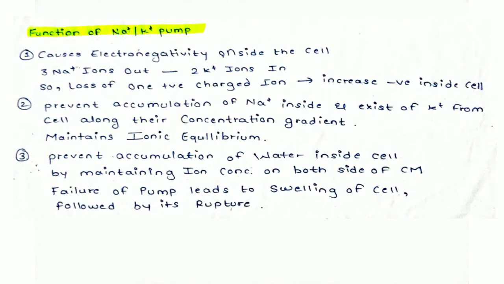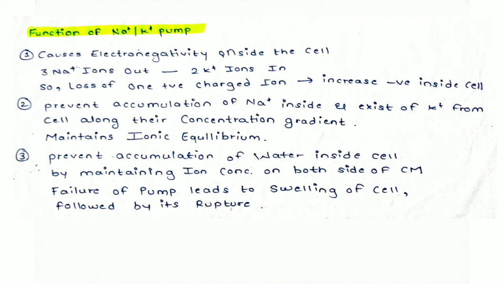Now, what is the exact function of the sodium potassium pump? First, you can say it causes electronegativity inside the cell, meaning 3 sodium ions are put out and 2 potassium ions are moved in. So clearly there is a loss of one positive charge. That will increase negativity inside the cell, which is very important for cell signaling.